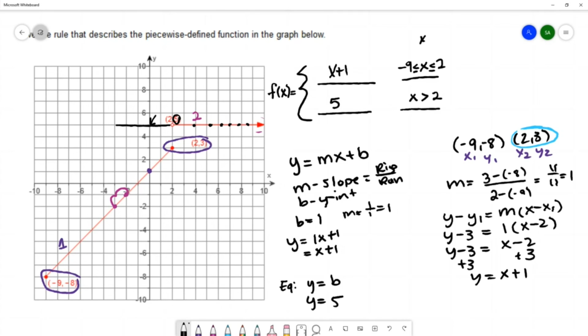So we found that the rule that describes this particular graph is x plus 1 if x is in between -9 and 2, inclusive, and 5 when x is greater than 2.